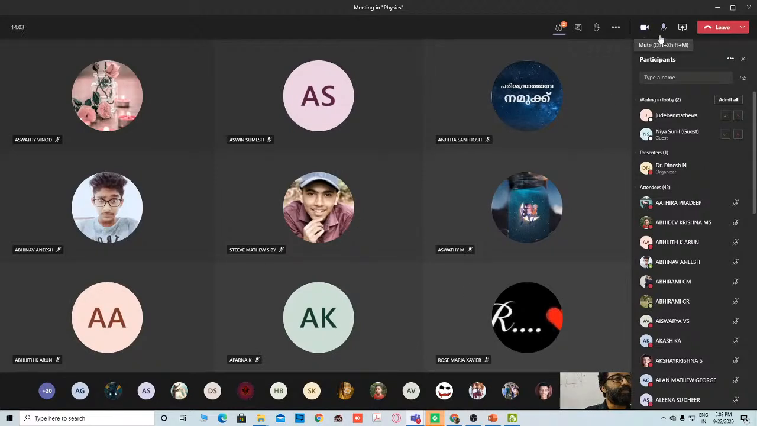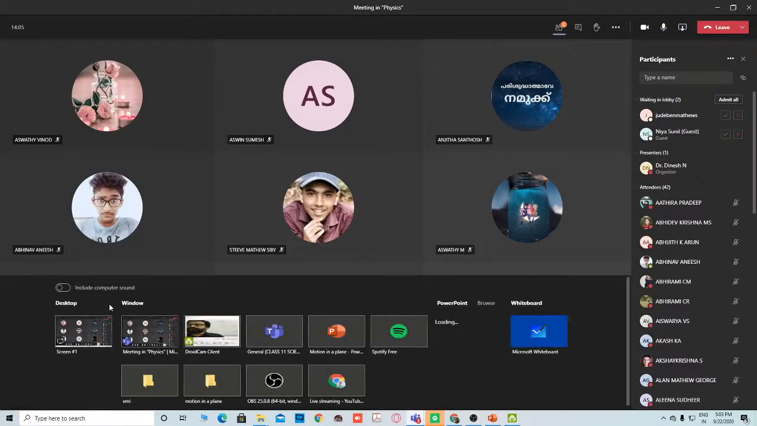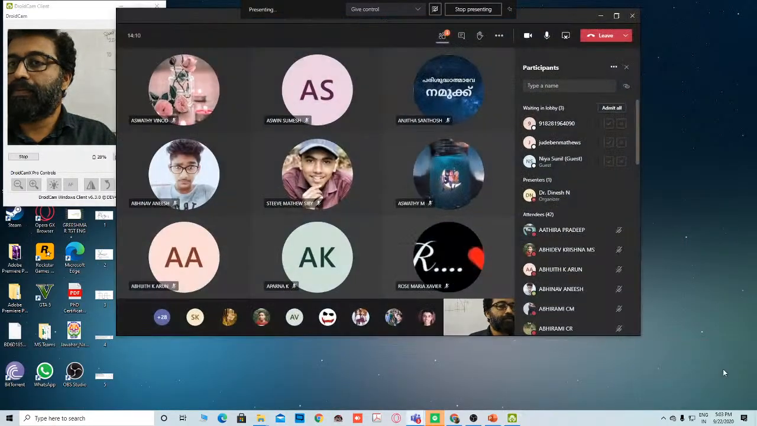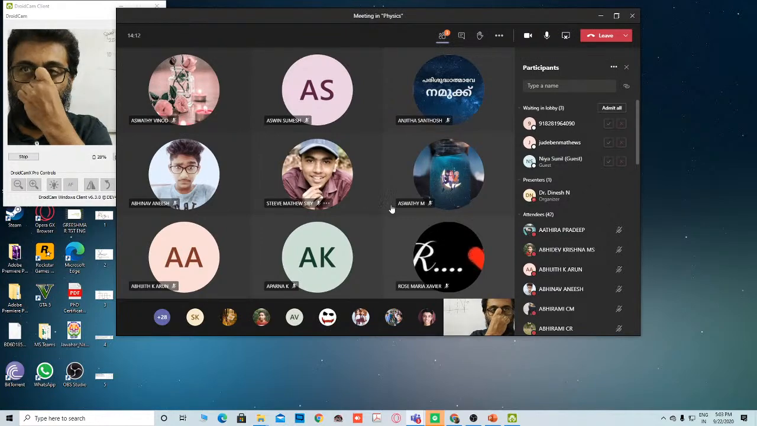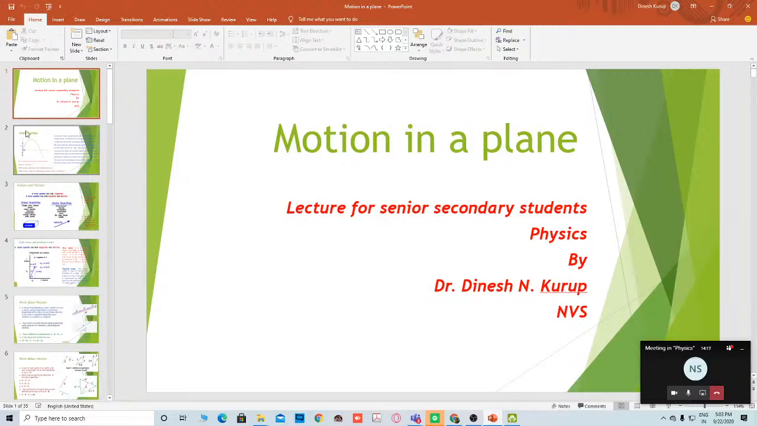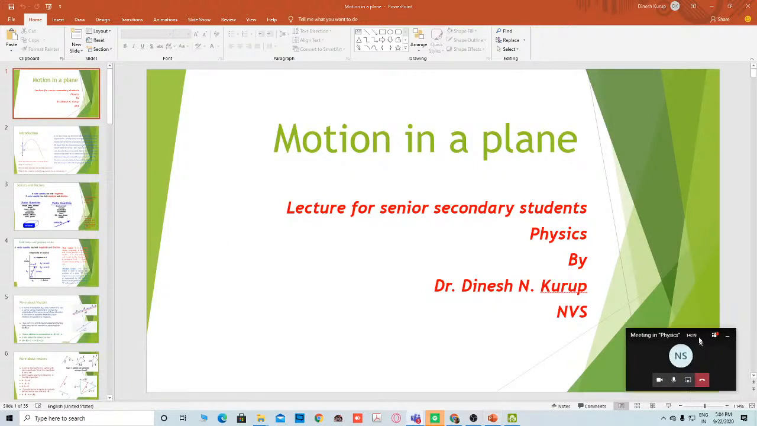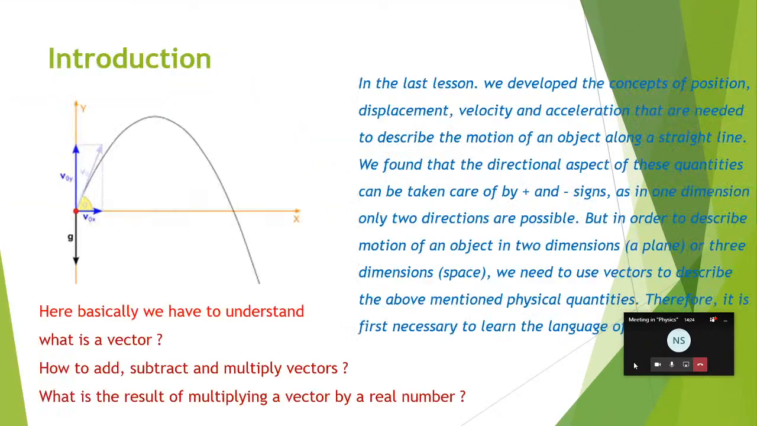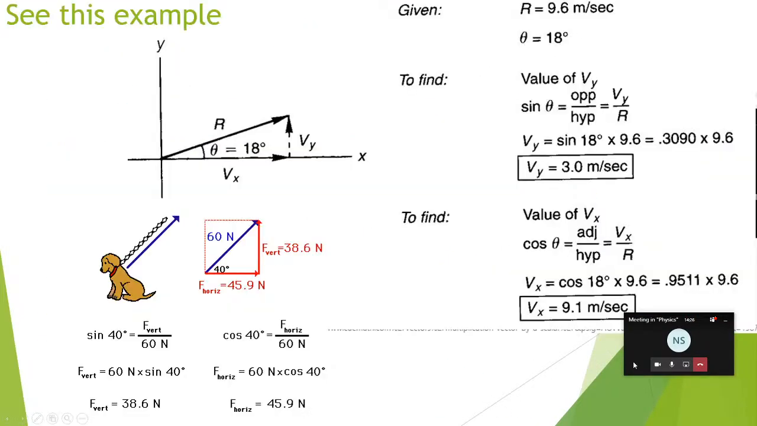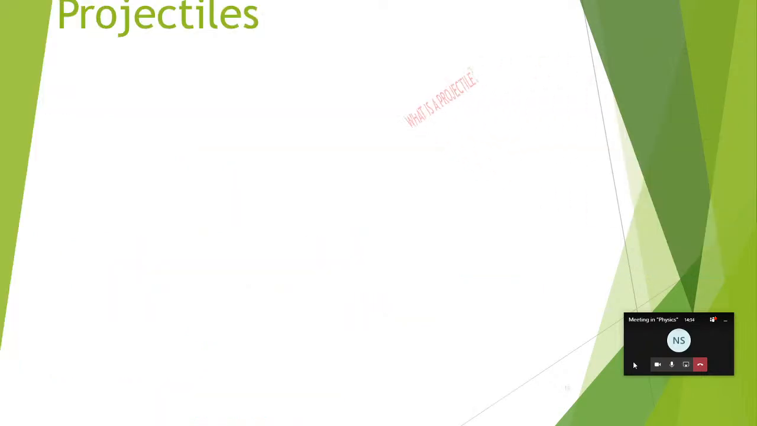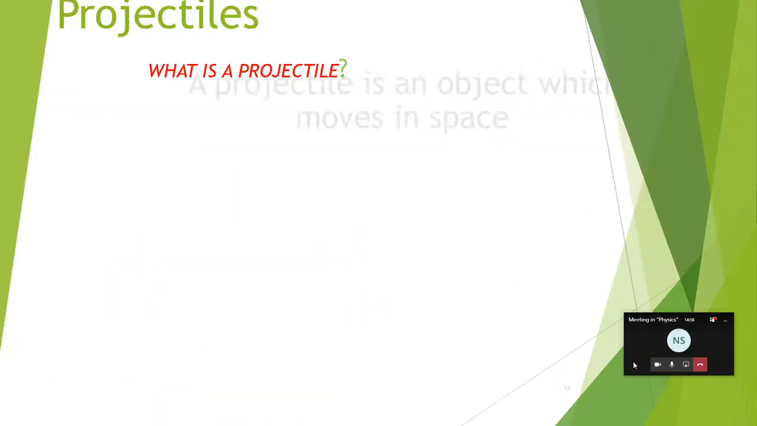So we were discussing projectiles in the last class. Let's continue that. We have seen all these things, the solution of vectors, acceleration, then these questions we have solved last class. Then projectiles. So what is a projectile?